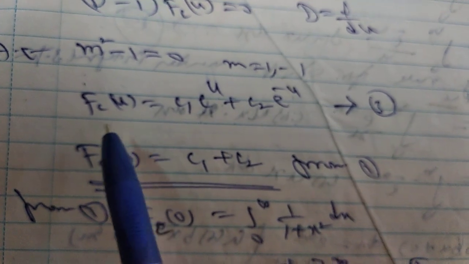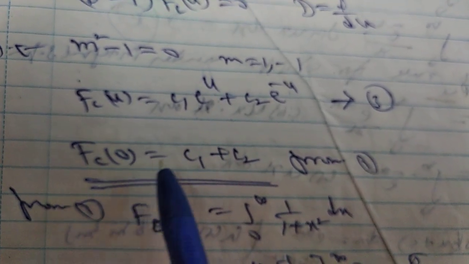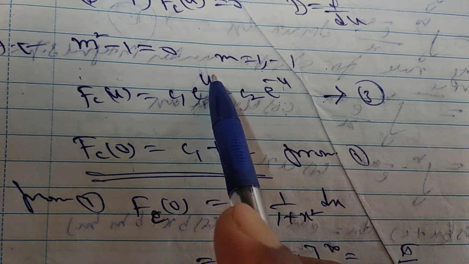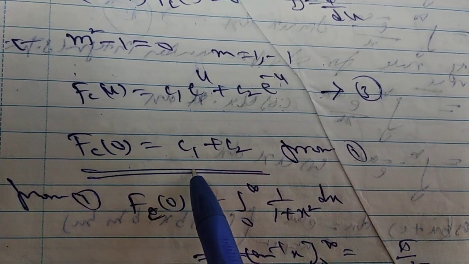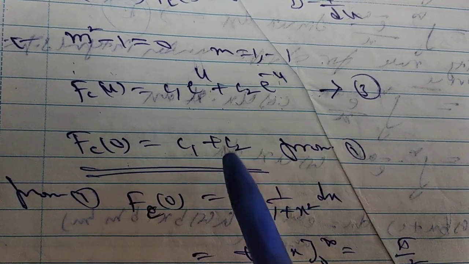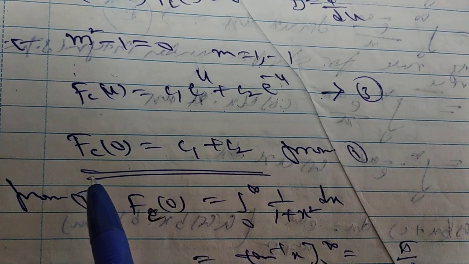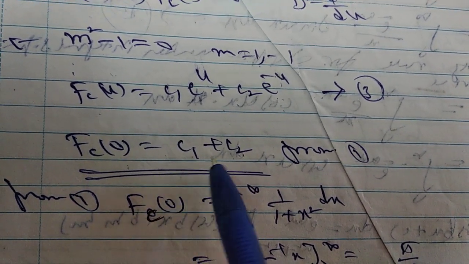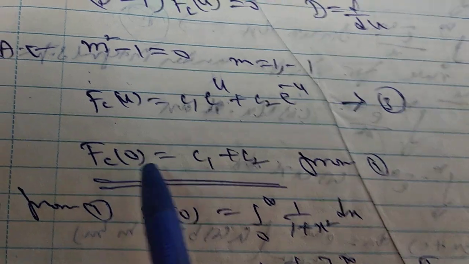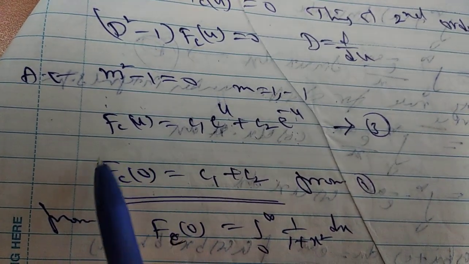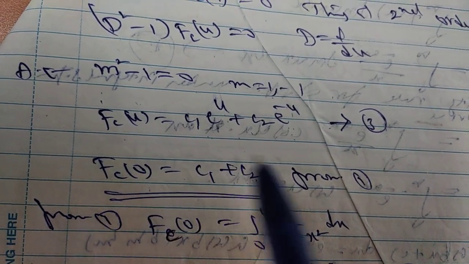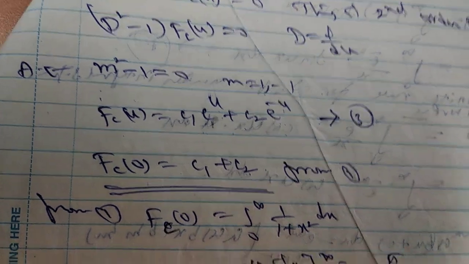So take u is equal to 0. What happened here? F of 0 is equal to: e power 0 is 1, what is the remaining? c1. e power minus 0 is 1, so what is the remaining? c2. So therefore F of 0 is equal to c1 plus c2. So now you have to find out what is the value of F of 0. How to find out?